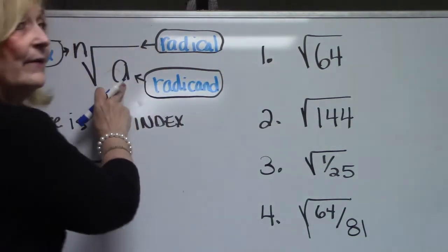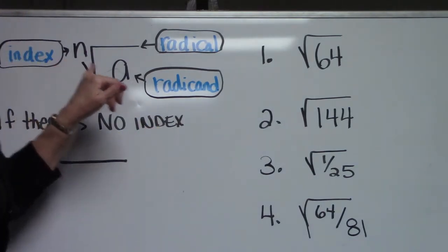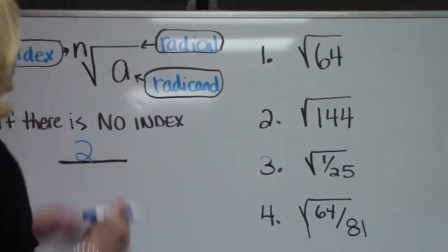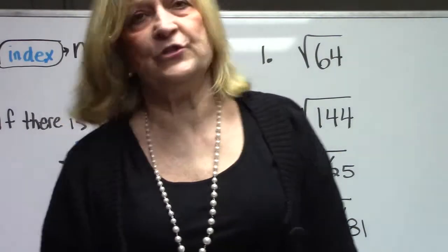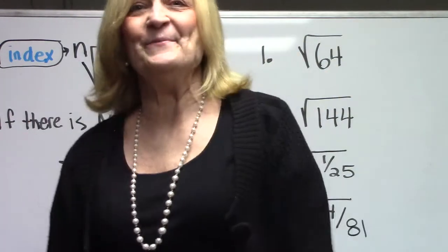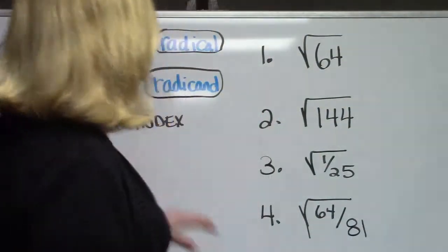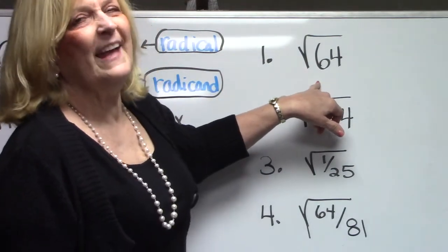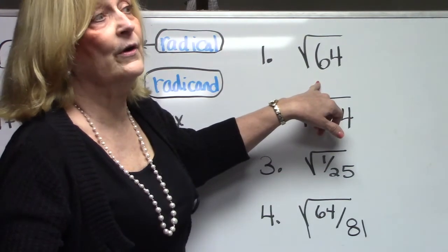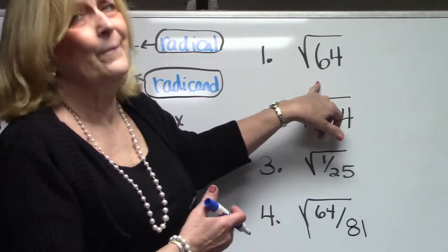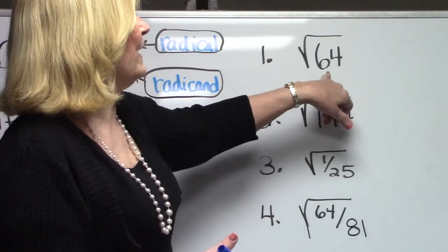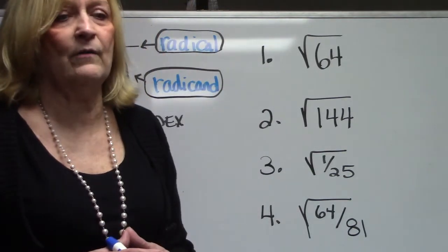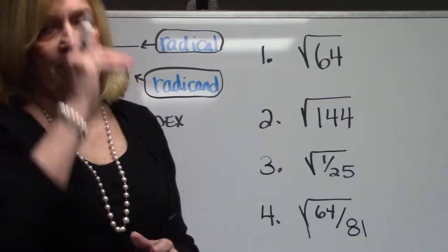If there is no index given, we just assume it is going to be 2. We just assume we're doing square roots. So if you don't see anything, you assume that it is a 2. Let's take a look at a couple, and you're going to think that this is pretty simple. Today's homework, your Google Forms, is going to be 16 questions, but they're going to go really fast. If you learn the first 12 perfect squares, all of this will be very, very easy.